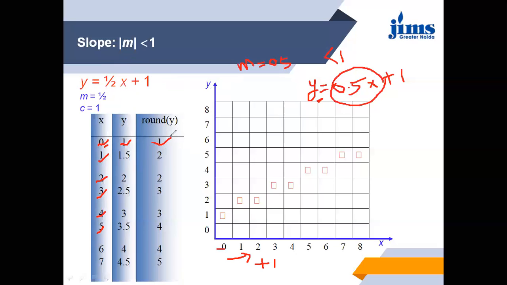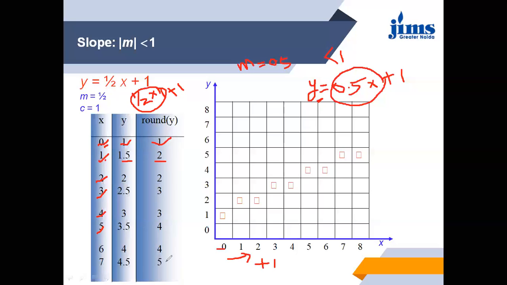In the next case, our value of y was 1, so this is 0.5 multiplied by the value of x, which is 1. So this plus this. This is 0.5, this is 0.5 plus 1, that is 1.5. When we approximate it, then this will be 2.